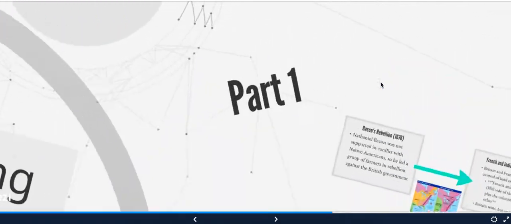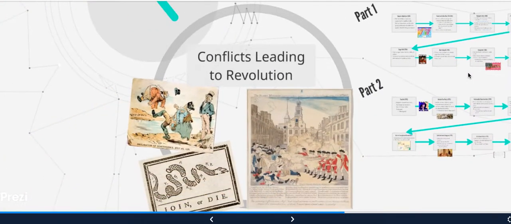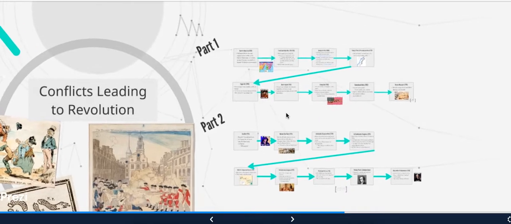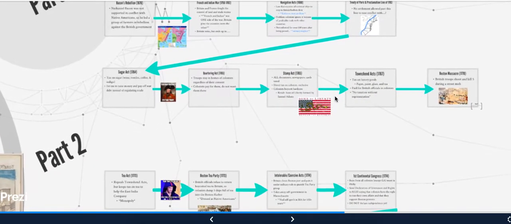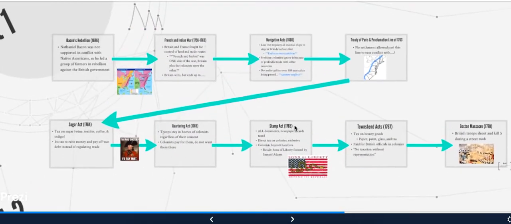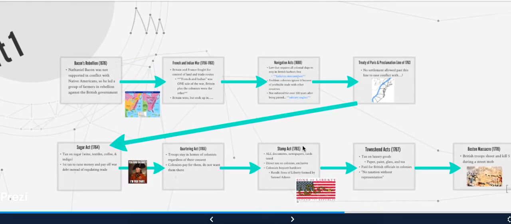All right, conflicts. We're going to zoom out and then zoom in on what we need to zoom in on, because I don't have every question on here on the test. If I were you, I would pay specific attention to the French and Indian War, the Navigation Act.